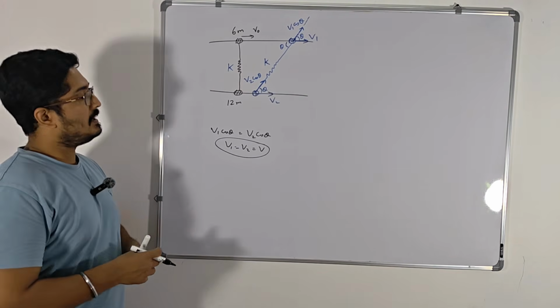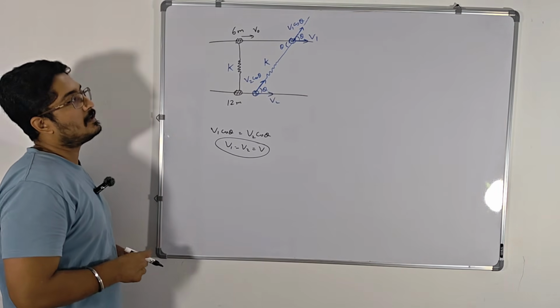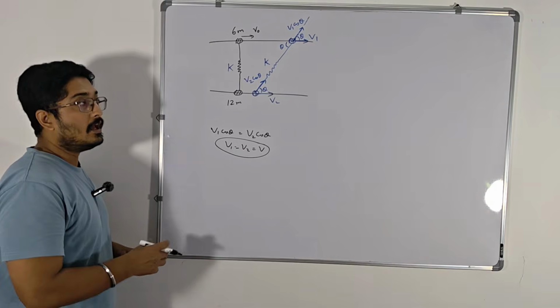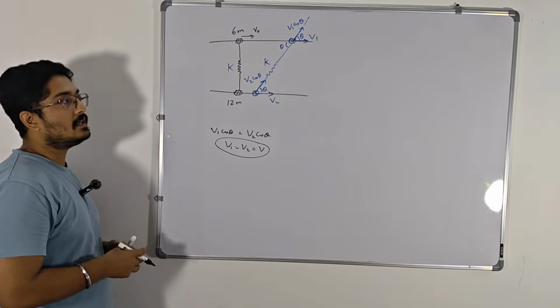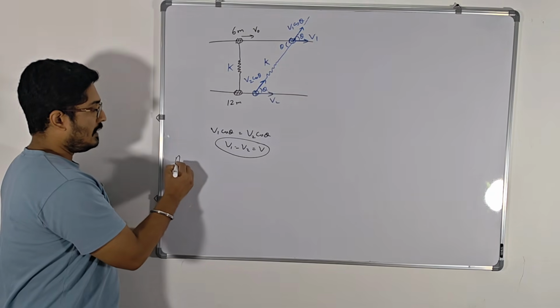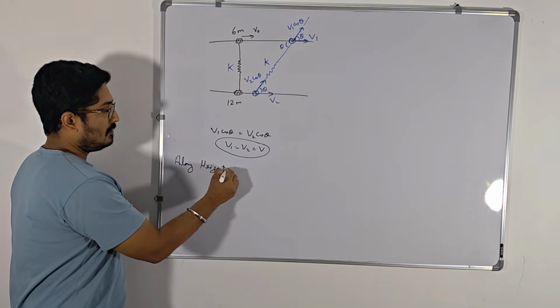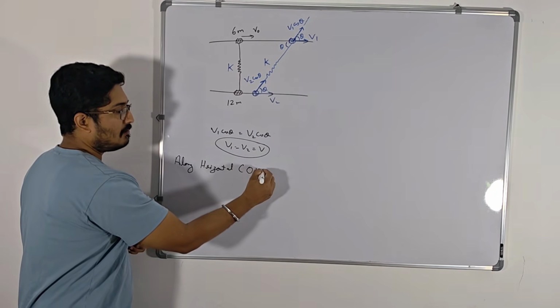So based on that understanding, once we have got this, we can now take the help of conservation of momentum. Along the horizontal direction, there is no friction force and no other force acting. So we can say, along the horizontal, I am using conservation of momentum.